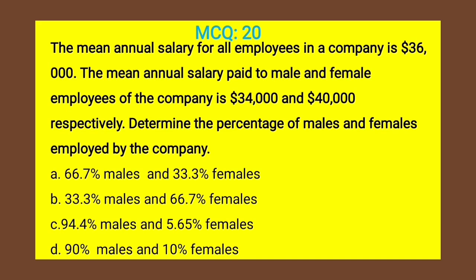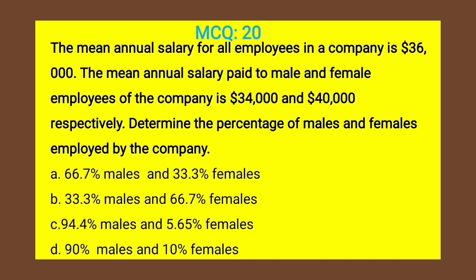Question 20. The mean annual salary for all employees in a company is $36,000. The mean annual salary paid to male and female employees of the company is $34,000 and $40,000 respectively. Determine the percentage of males and females employed by the company. How do you determine that?